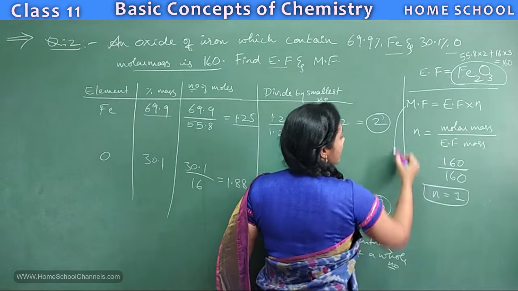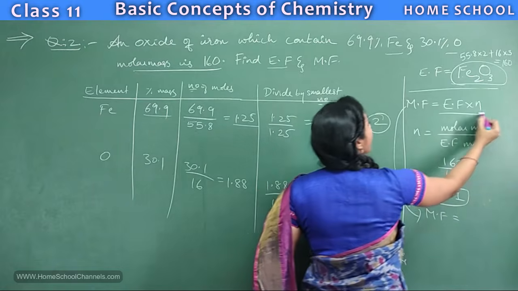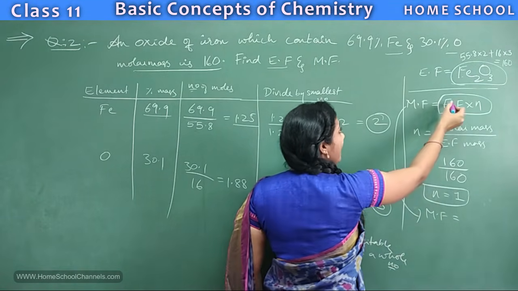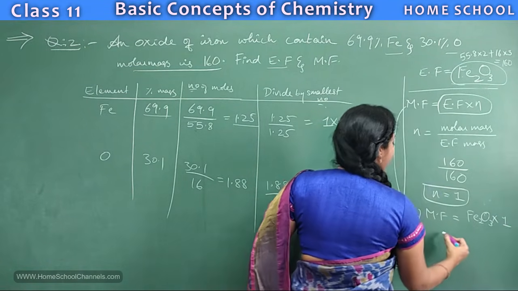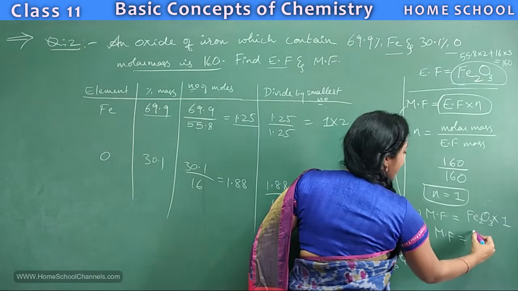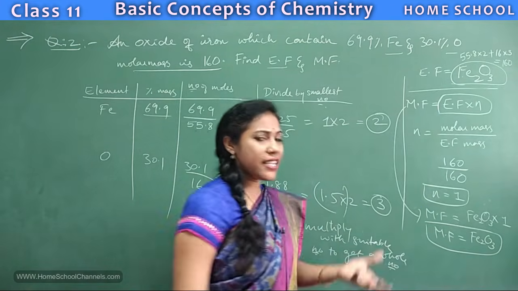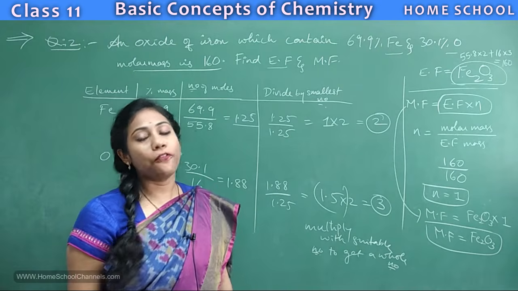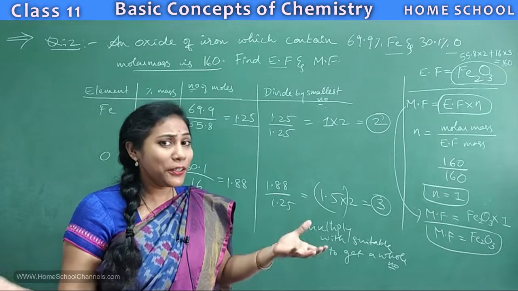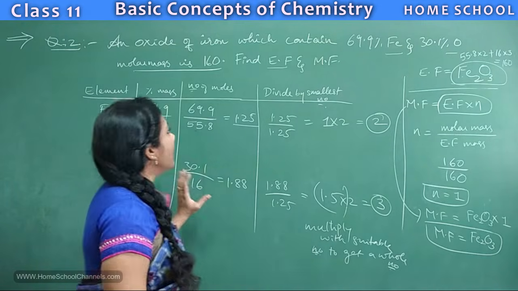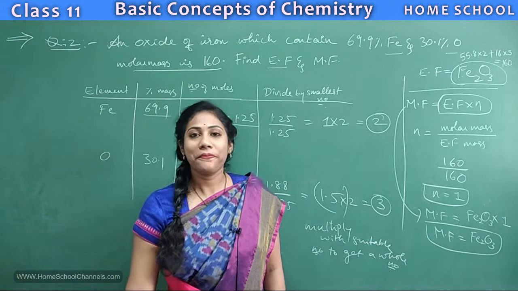So substitute here. Now I am trying to find the molecular formula. Molecular formula is equal to empirical formula into N, no? Empirical formula is Fe2O3 into 1 if you multiply. The molecular formula also you will have the same thing, that is Fe2O3. Okay, this is possible. You may have the same empirical as well as molecular formula. It's not that every time you have to get a different molecular formula. In most cases it would be similar, right? So this is the pattern of calculating empirical and molecular formula in the easiest way, right?